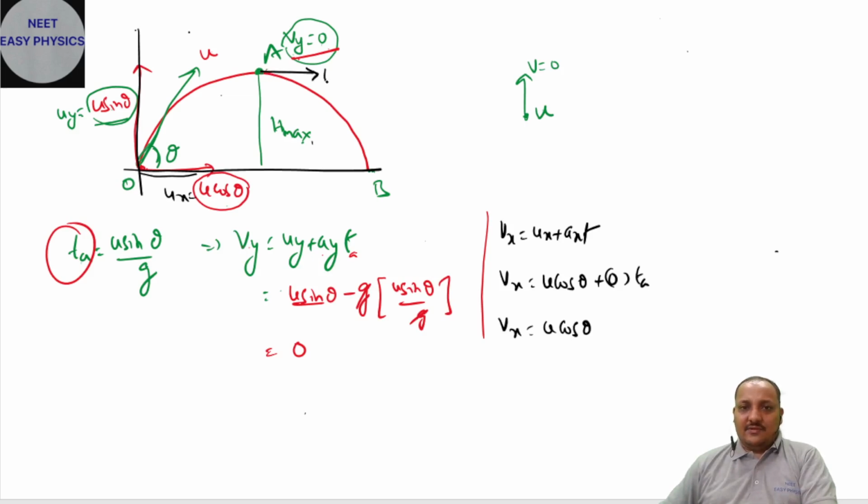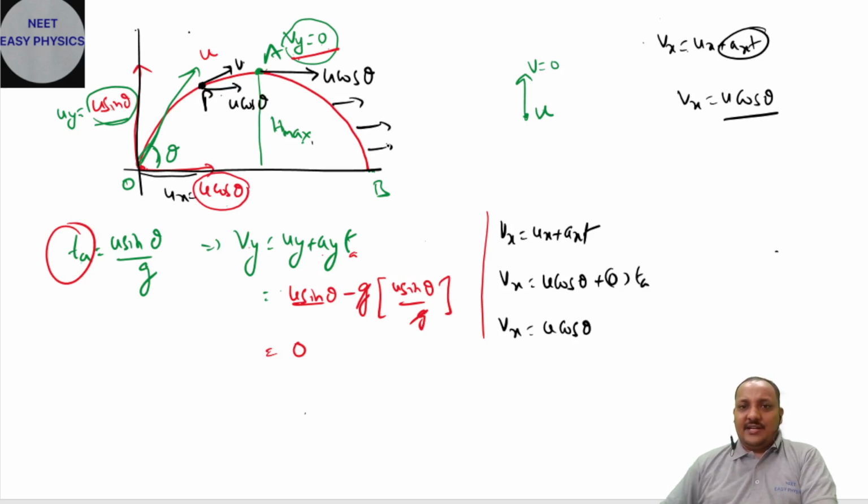Therefore, u cos theta. Velocity after t time: already we discussed this maybe. Velocity after t time means somewhere the object is here. So, what is its velocity if it takes t time to reach this point? At that time, the same equation we will take. vx equal to ux plus ax t. ax is always 0. Therefore, vx is u cos theta. It will not change at any point. The horizontal velocity remains the same till it reaches the ground, u cos theta.